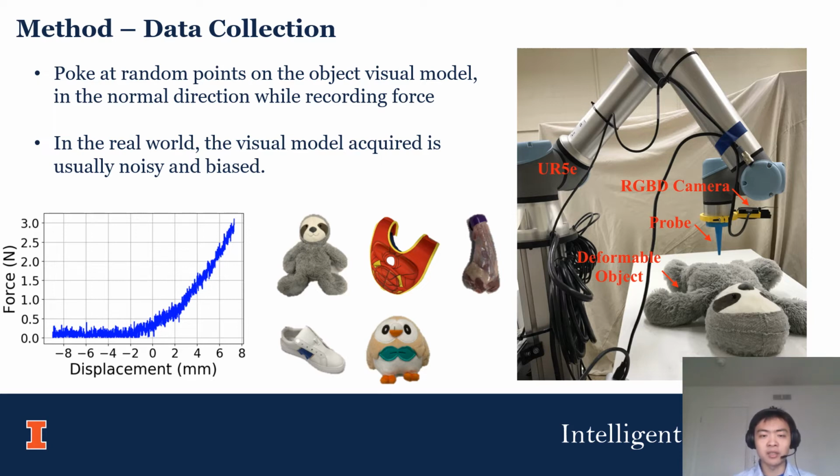The objects that we use throughout this project are the 5 shown here. They all have very different stiffness properties across their surfaces.